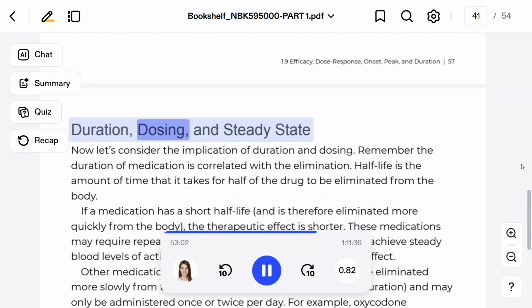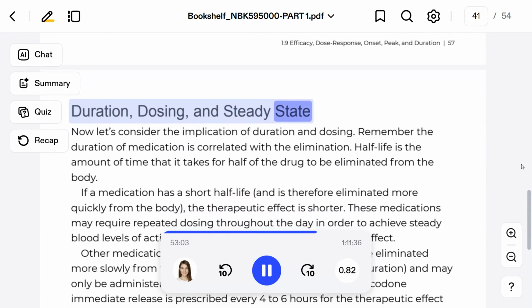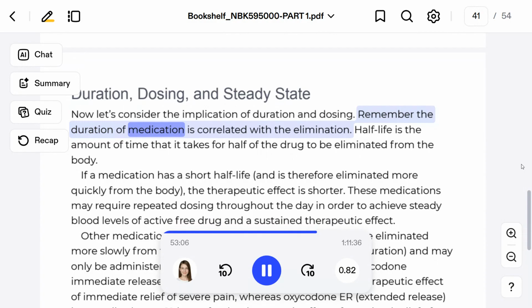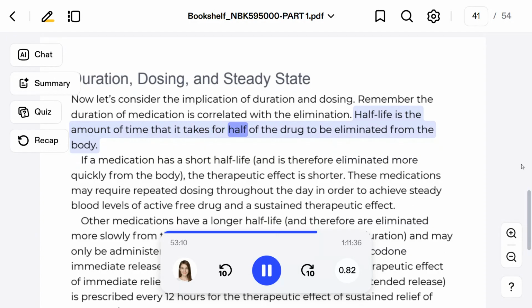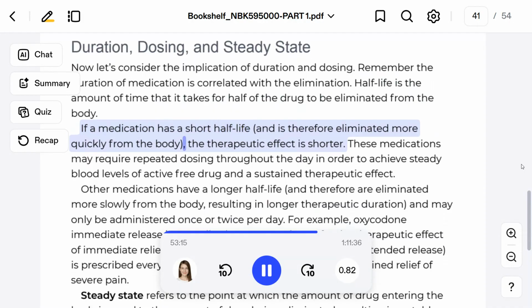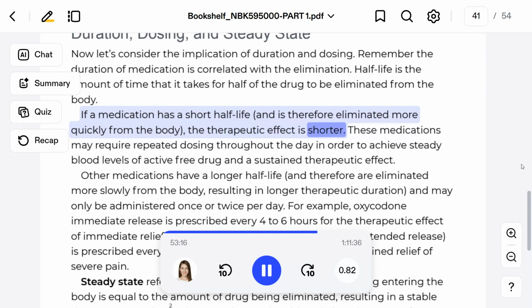Duration, dosing, and steady state. Now let's consider the implication of duration and dosing. Remember, the duration of medication is correlated with the elimination. Half-life is the amount of time that it takes for half of the drug to be eliminated from the body. If a medication has a short half-life, the therapeutic effect is shorter.